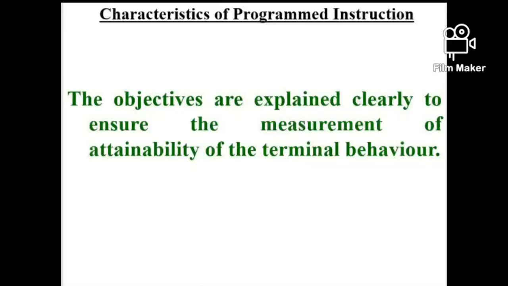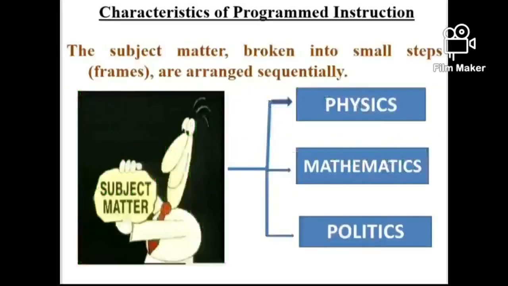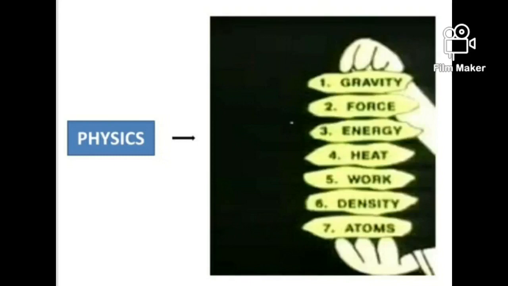Characteristics of programmed instruction. The objectives are explained clearly to ensure the measurement of attainability of the terminal behavior. The subject matter, broken into small steps or frames, is arranged sequentially. Here you can see the subject matter is broken into physics, mathematics and politics. The subject matter physics is again broken into 7 bits. 1. Gravity. 2. Force. 3. Energy. 4. Heat. 5. Work.